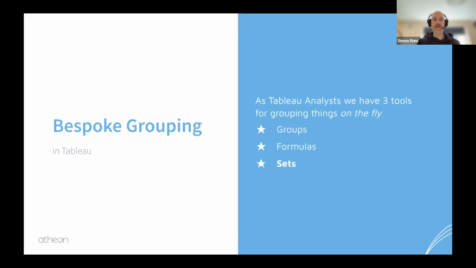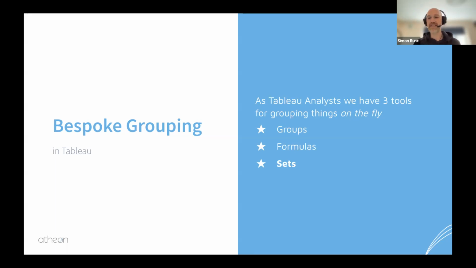So now, after all that, I said I very much care about the why, so now we can actually get into what I came to talk about, which is sets in Tableau. When we think about bespoke groupings in Tableau, I think there are three main ways we can do this. We can use groups, we can use formulas, and we can use sets. And my go-to method is sets. And then I will often use formulas in those sets to generate new dimensions or groupings.